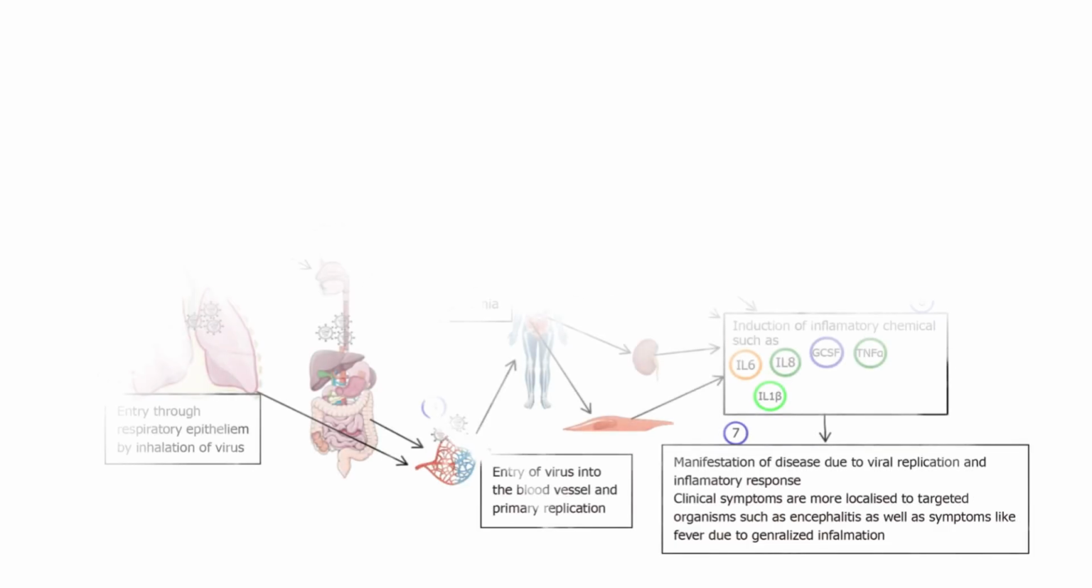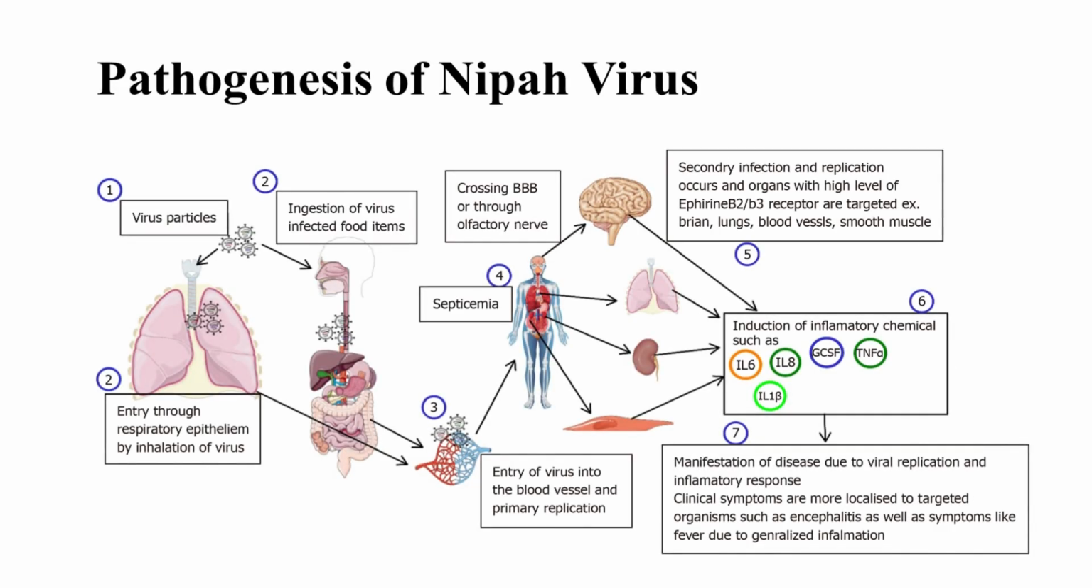Now let's talk about the pathogenesis in great detail, from entry of the pathogen into the human body. The Nipah virus may enter the human body through the oral route or nasal route. In the oral route, Nipah virus enters the human body due to ingestion of fruits contaminated with fruit bat saliva.